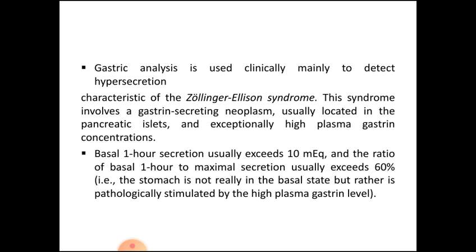That means the stomach is not really in the basal state, but rather is pathologically stimulated by the high plasma gastrin level. In this graph, the gastrin stimulates the stomach to produce and excrete HCl in high amount without doing any dynamic test, that is, without any stimulation or suppression test.